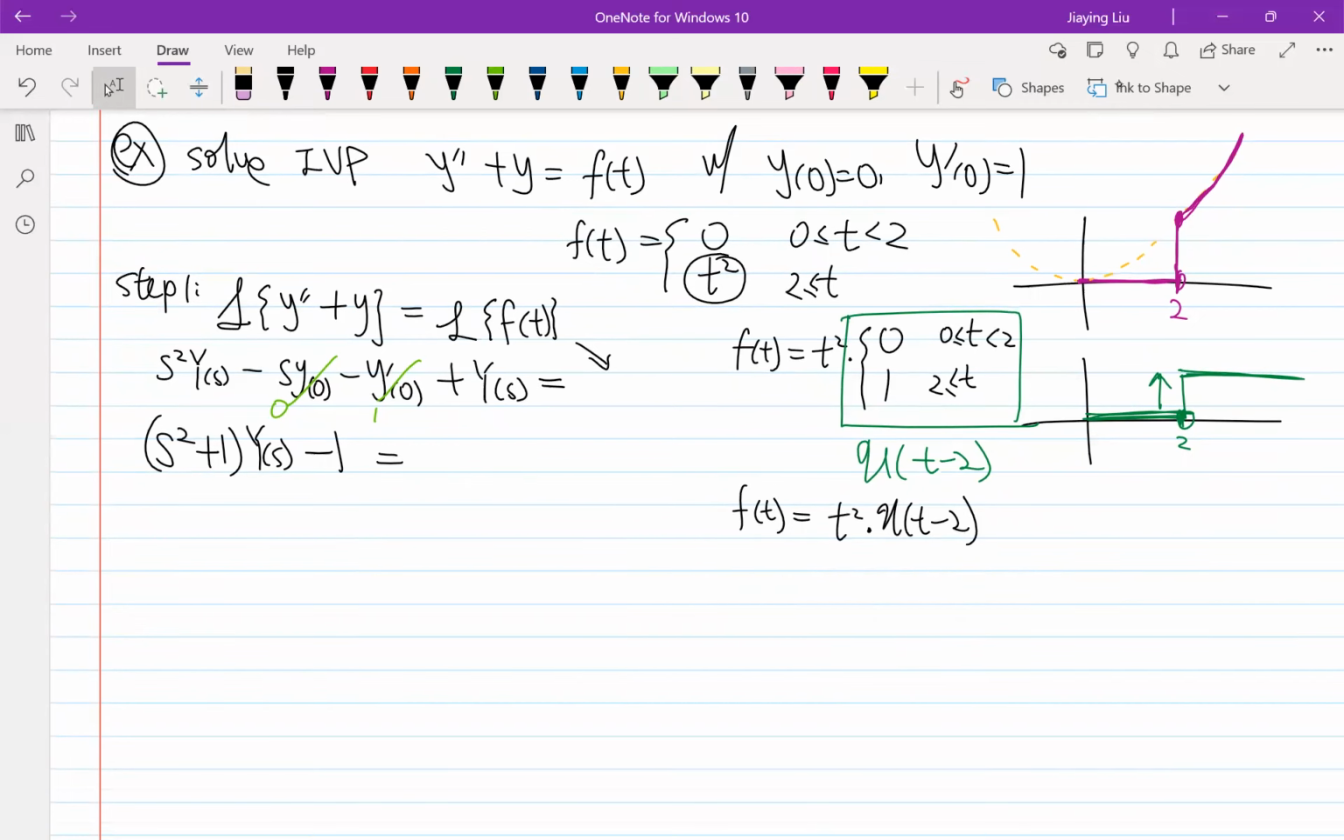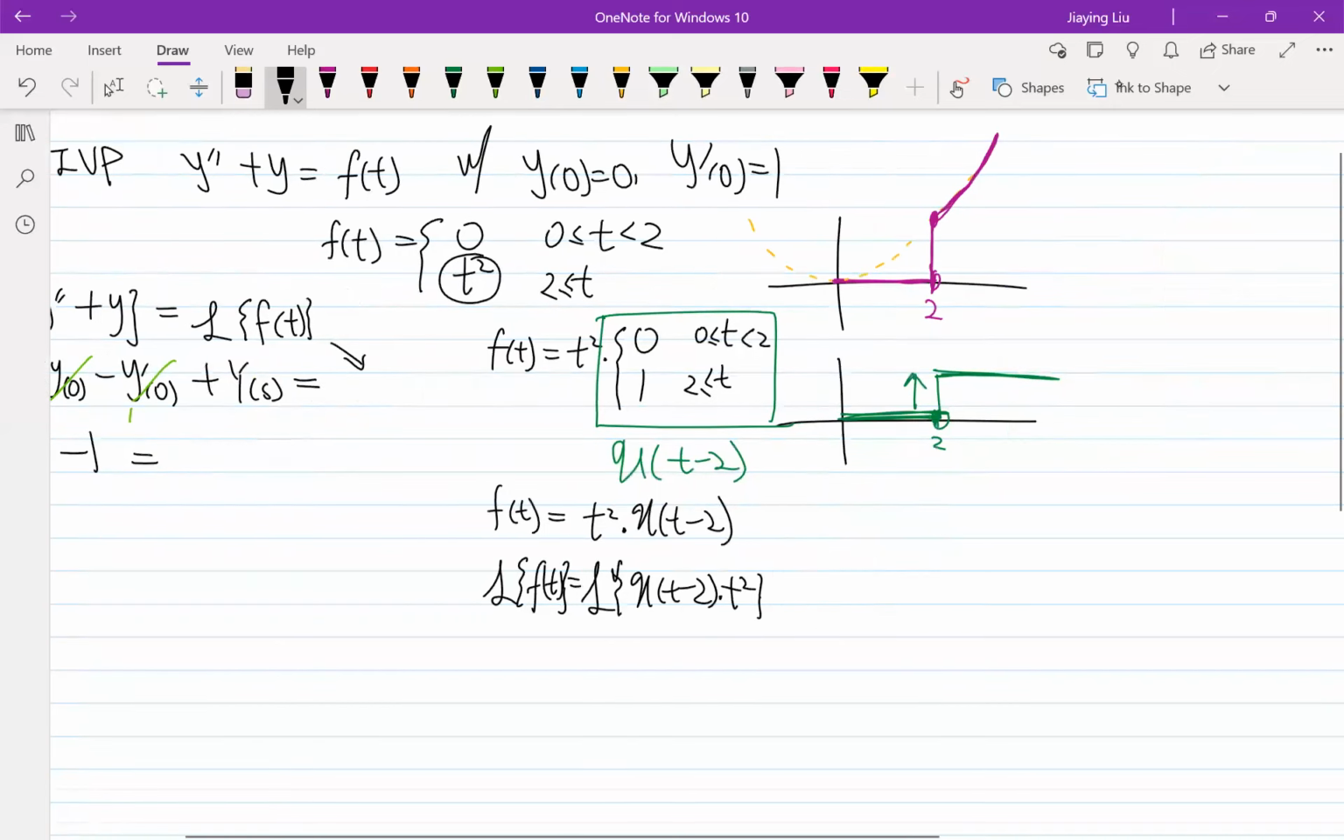So after we successfully express f of t in terms of Heaviside function, we can find the Laplace transform. The Laplace transform of f of t, which is the Laplace transform of u(t minus 2) t squared. I'm flipping the order of those two terms.